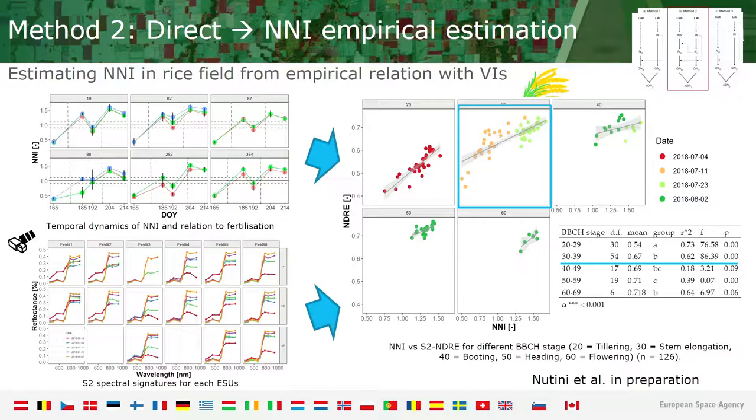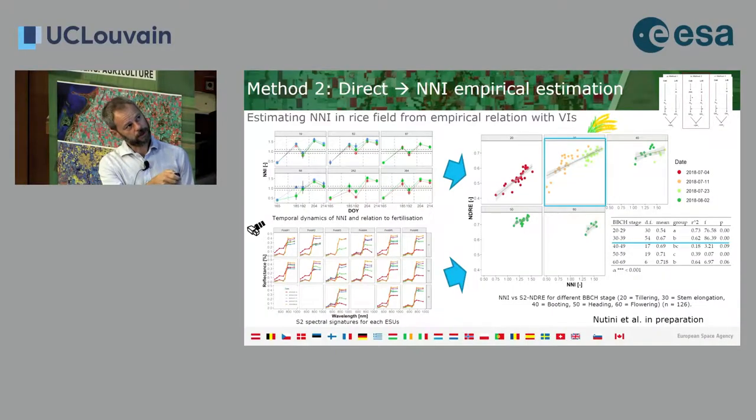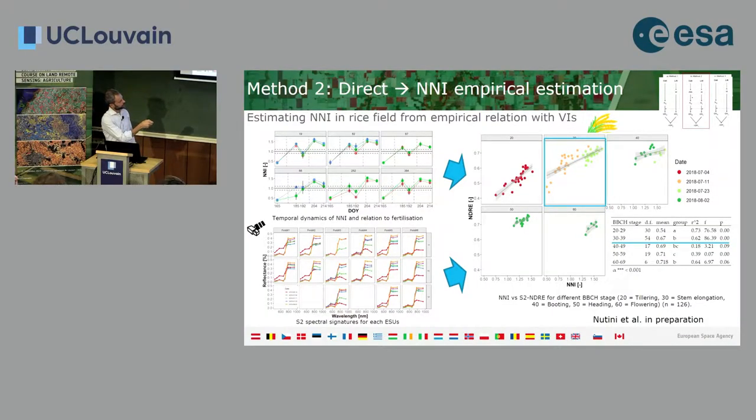And what we discovered, those two, this one and this one, are the two phenological periods we are interested in, because they are before the first fertilization and before the second. In general, before the first fertilization, what is really driving is the soil condition.